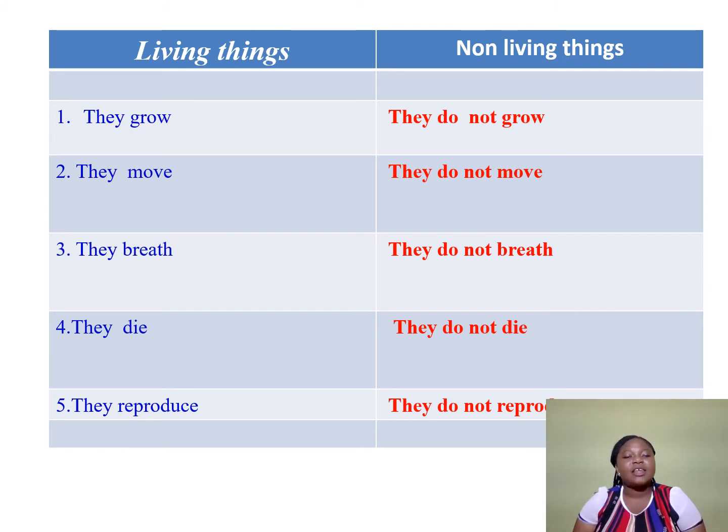Good. 1. Living things grow. They grow and non-living things do not grow. As I'm showing the pointer on them. Living things move. 2. Living things move. 3. Living things breathe. 4. Living things die. 5. Living things reproduce. So, non-living things do not grow, they do not move, they do not breathe, they do not die, and they do not reproduce.